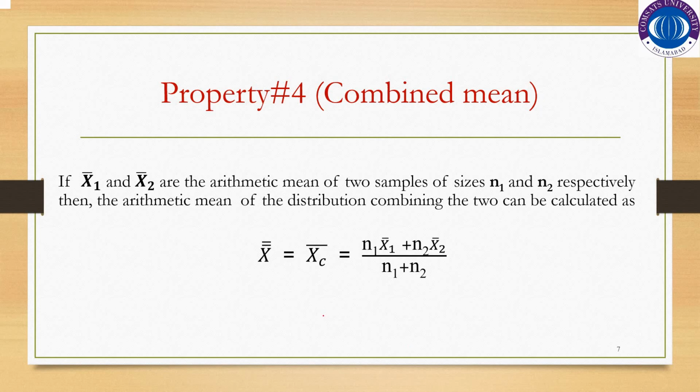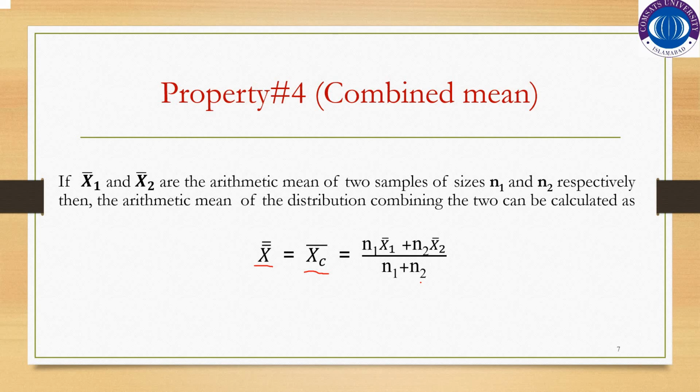These are the two notations that are used to represent combined mean. We can use x double bar or x bar c. We used to write c in the subscript, combined mean. And what is the formula? n1 into x1 bar plus n2 into x2 bar divided by n1 plus n2.